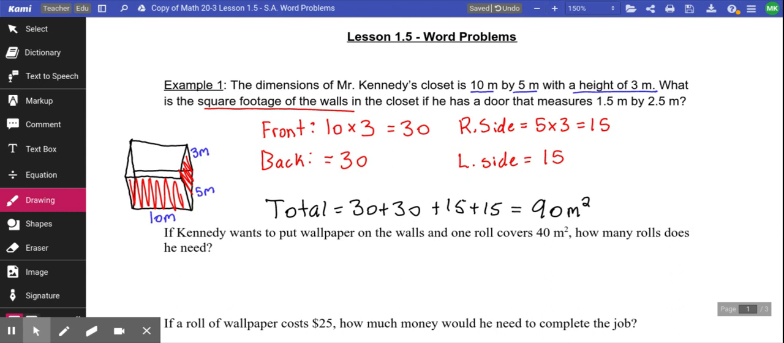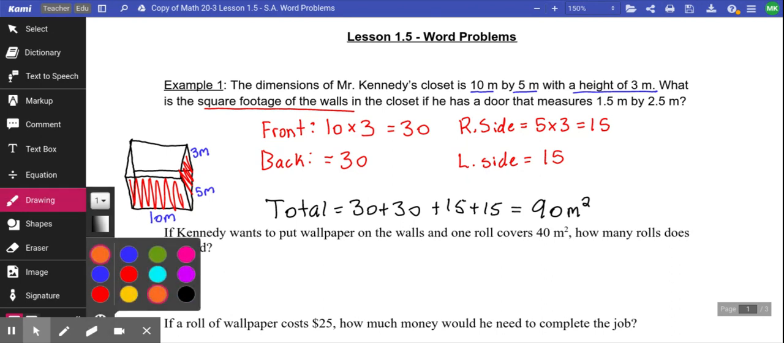Now, it did give us a door, right? And the reason it gave us a door is because we wouldn't count a door as part of the wall. So, for instance, if we wanted to paint the walls, I'm not painting the door. If I'm wallpapering the walls, I'm not wallpapering the door, at least not normally. So what we need to do is take that total and subtract away whatever the door is. So we need to do another calculation for the door.